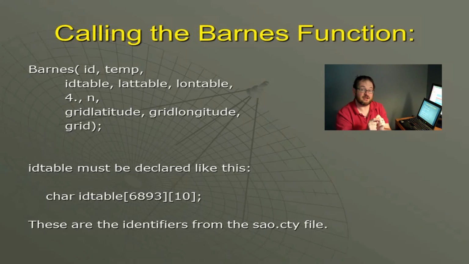Now you already did this back on assignment 12, as you might recall. Okay, you already have an array with a name similar to this or whatever that already has 6,893 station identifiers.